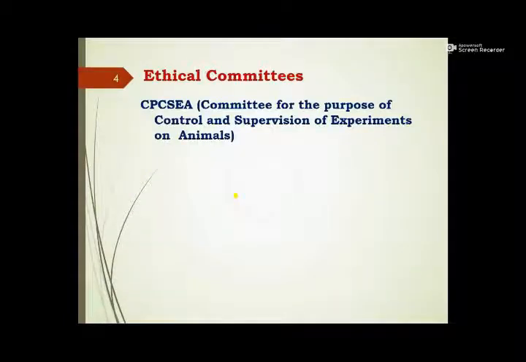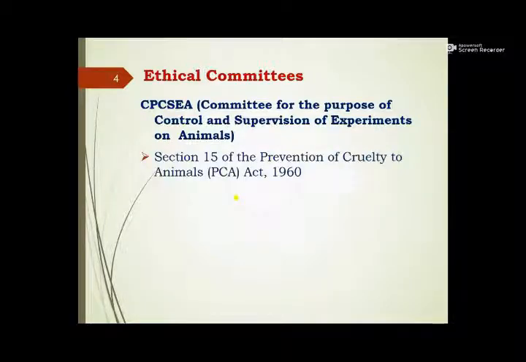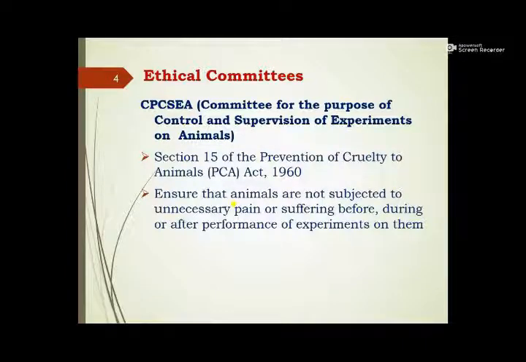Now, there are two types of ethical committees which are usually involved in the usage of animals in experiments. First is the CPCSEA, the Committee for the Purpose of Control and Supervision of Experiments on Animals. This committee mainly controls and supervises all experiments which are carried out on animals. This committee was formed as per Section 15 of the Prevention of Cruelty to Animals Act 1960, and it ensures that animals are not subjected to unnecessary pain or suffering before, during or after performance of experiments on animals.